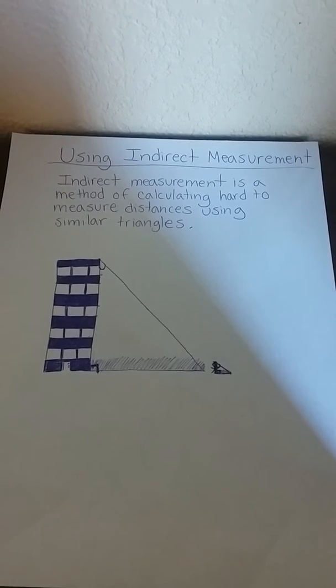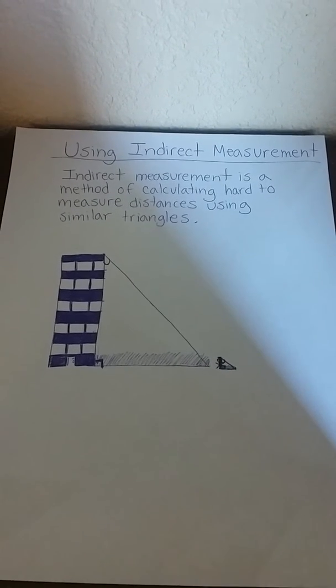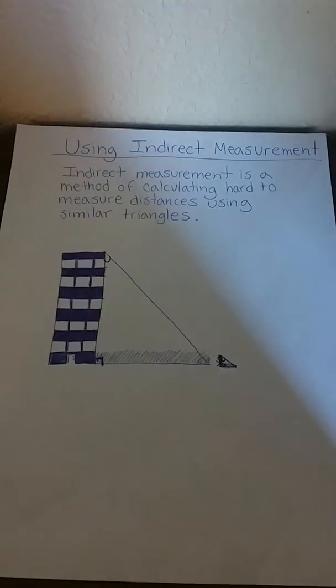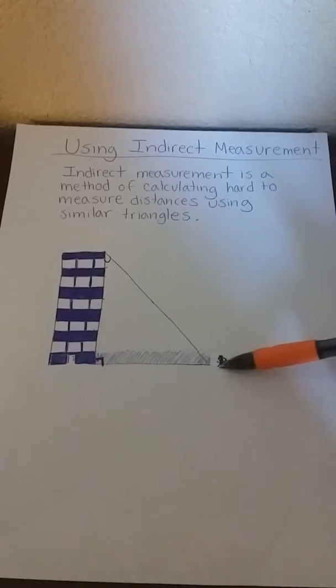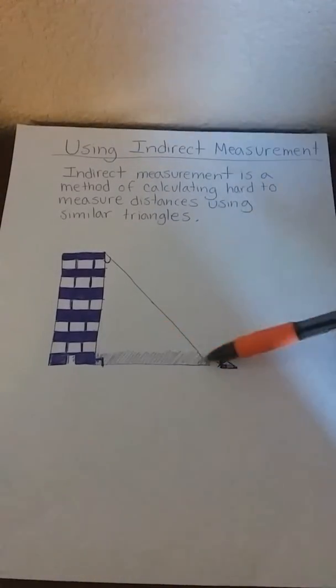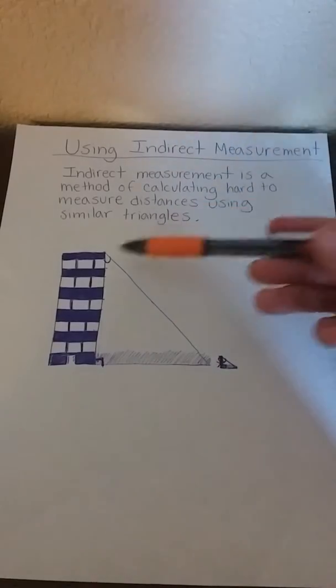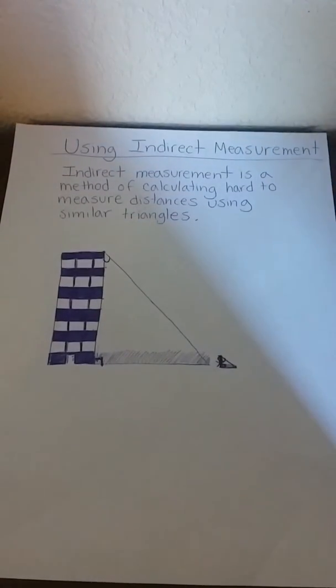Now you might be thinking, okay, great, we have two similar triangles. How does this help us? Well, it helps us because it's much easier to measure the height of the person, the length of the person's shadow, and even the length of the building's shadow than it is to measure the height of a building. Measuring a height of a building is a complicated thing.